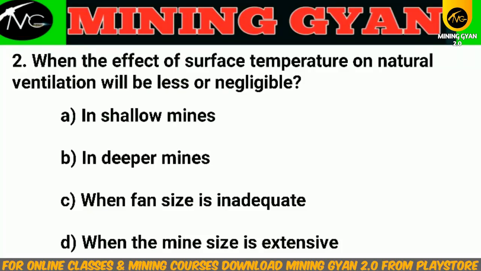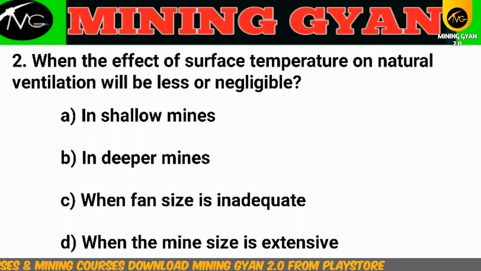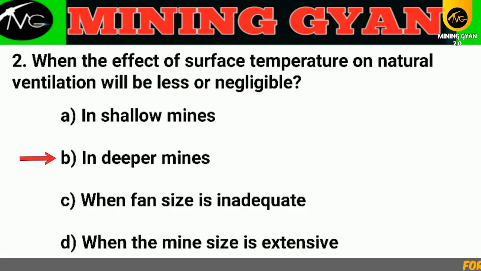Next question is, when will the effect of surface temperature on natural ventilation be less or negligible? A. In shallow mines. B. In deeper mines. C. When fan size is inadequate. D. When the mine size is extensive. Right option is B. In deeper mines.